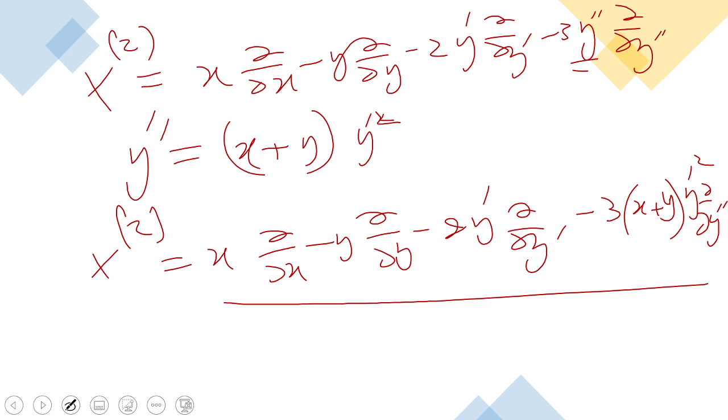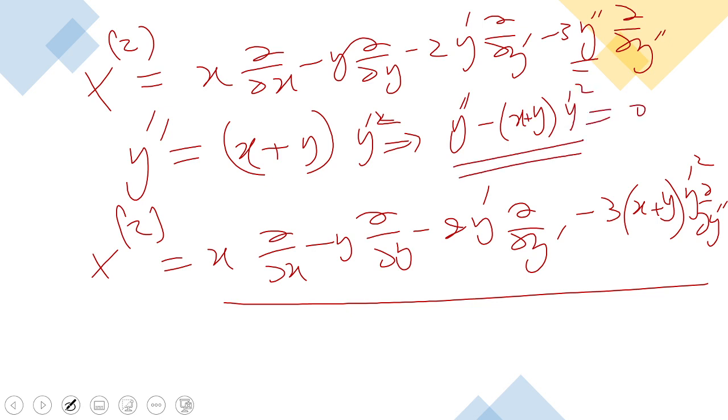Is the given differential equation invariant or not? If it is invariant, then this will be the symmetry generator. Otherwise, not. The equation is y double dash minus x minus y dash square equal to 0. So I will operate the second extension on y double dash minus x minus y dash square.